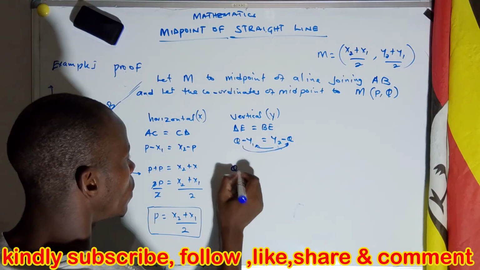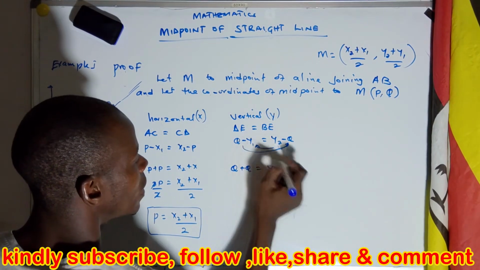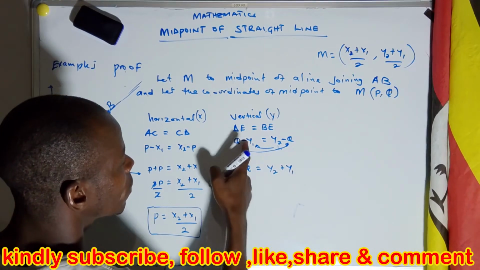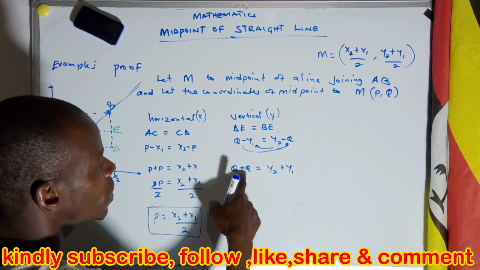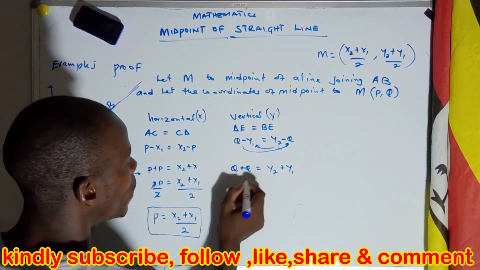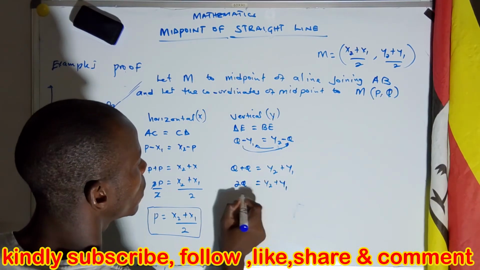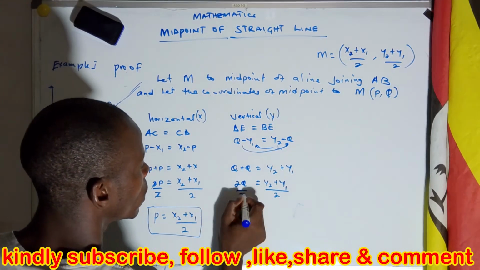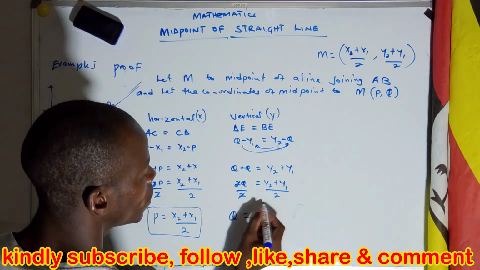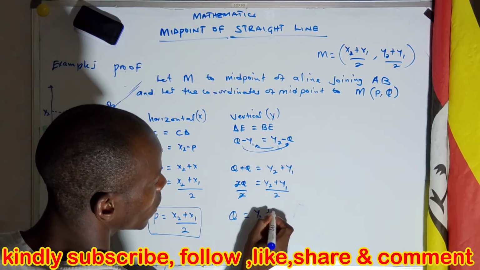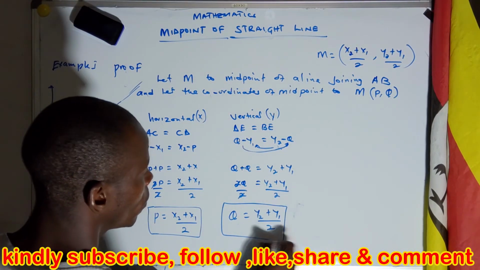We get negative Q plus Q is equal to Y2 plus Y1. Why? Because this is a negative. If a negative crosses equal signs, it becomes a positive. That's why you see plus. Q plus Q, we get 2Q is equal to Y2 plus Y1. We divide both sides by 2. Q is equal to Y2 plus Y1 out of 2. So we also get the value of Q.